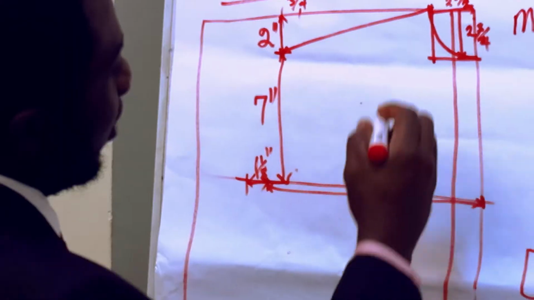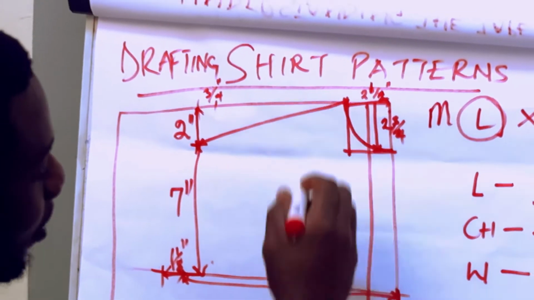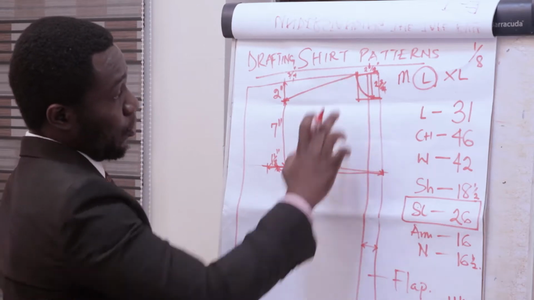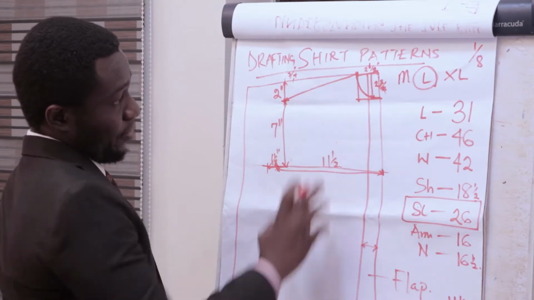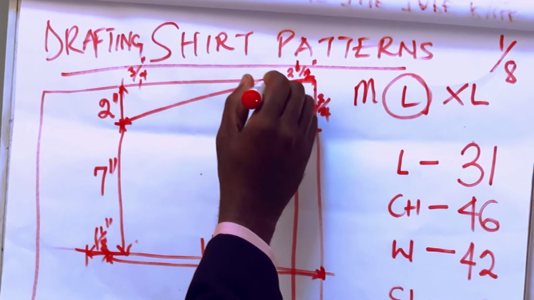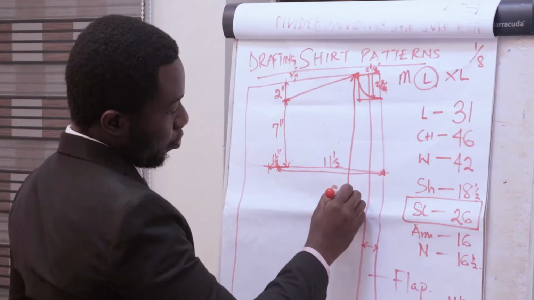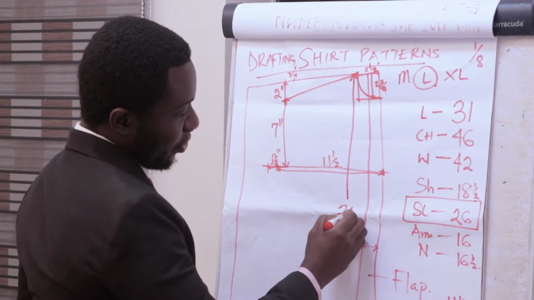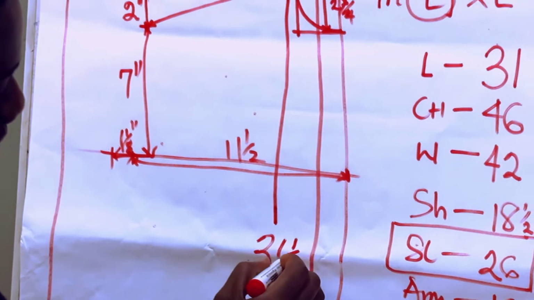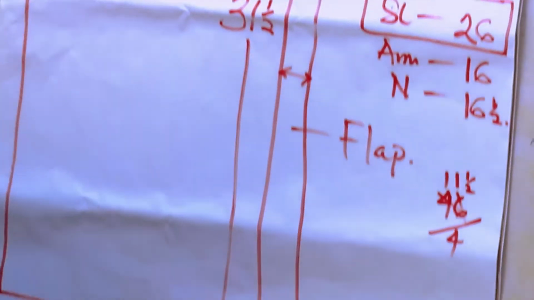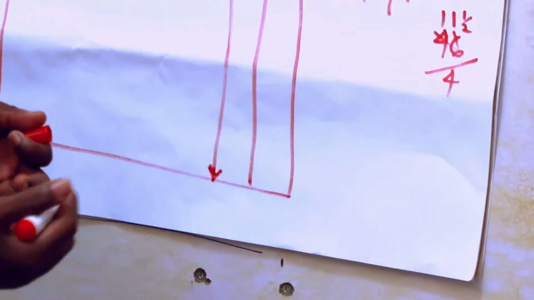So from this point all the way, so sorry, I forgot one very important thing. The first thing we were supposed to measure was the length. When we started cutting the shirt, we were supposed to measure the length. So the length is the first thing you do. So this is your 31 inches. You can decide to add half an inch. You can decide not to add anything. So you could maybe add half an inch for safety purposes. So this is 31 and a half.